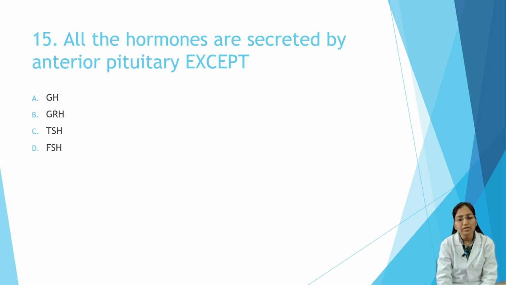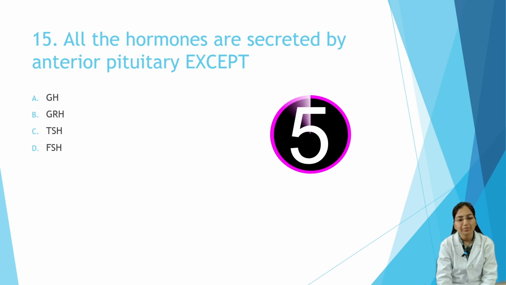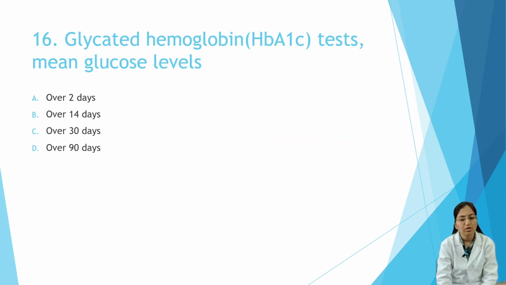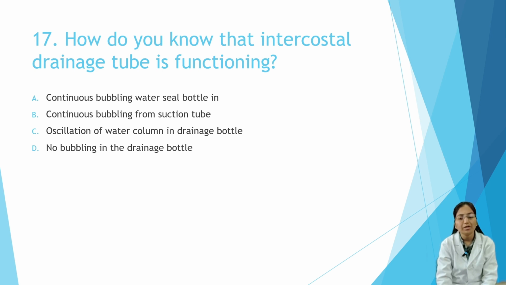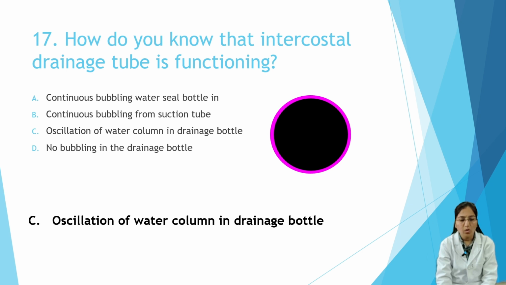Next question. All the hormones are secreted by the anterior pituitary except. GRH. Next question. Glycated hemoglobin tests mean glucose levels over 90 days. Next question. How do you know that the intercostal drainage tube is functioning? Oscillation of the water column in the drainage bottle.